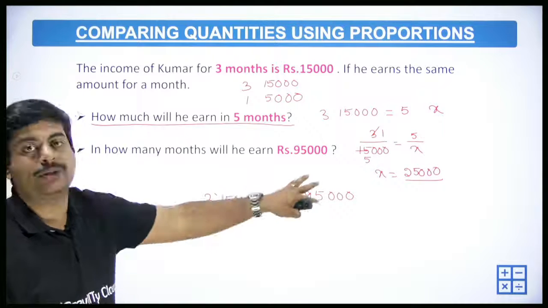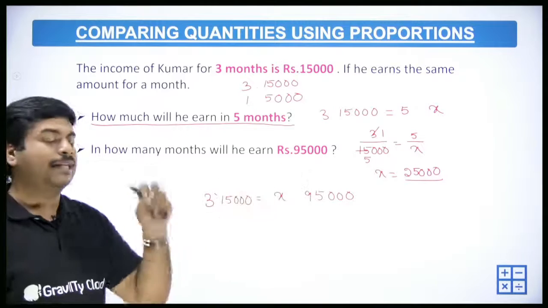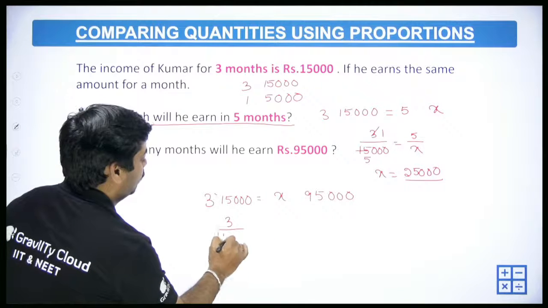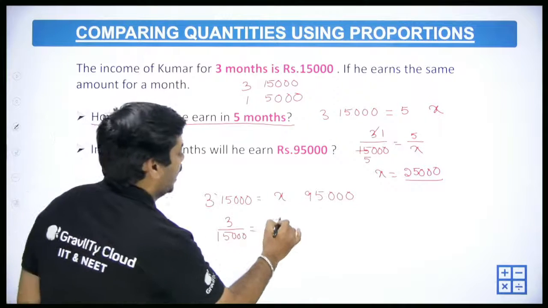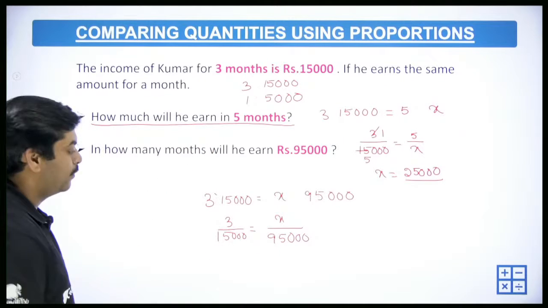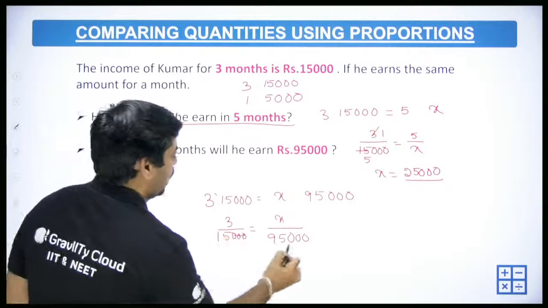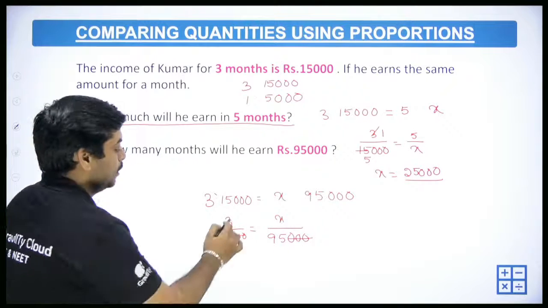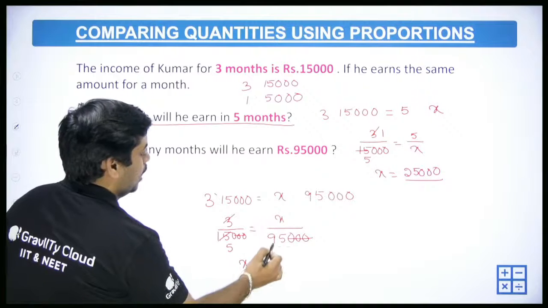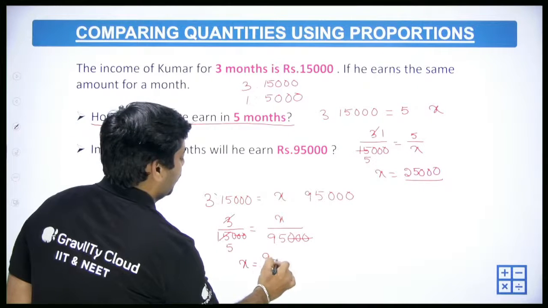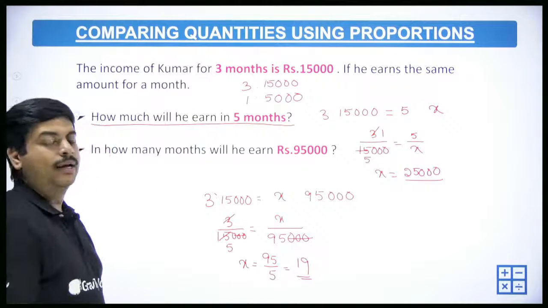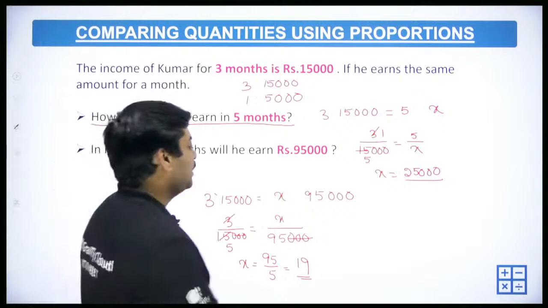A is to B and C is to D, these two are in proportion. So when we say in proportion, we can equate the fractions directly. So 3 by 15,000 is equal to X by 95,000. Once you solve this, you will get the answer. Let us verify that. The 000 and 000 get cancelled on both sides. 3 1s are 3, 3 5s are 15, so X is equal to 95 by 5. 95 by 5 is 19. X is equal to 19, so he takes 19 months.